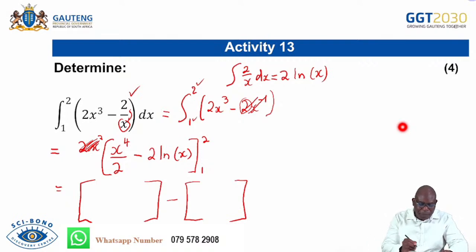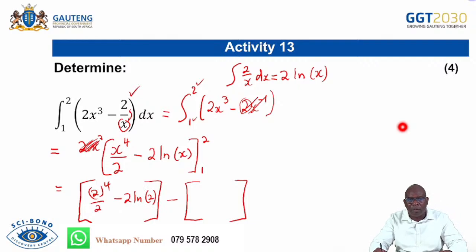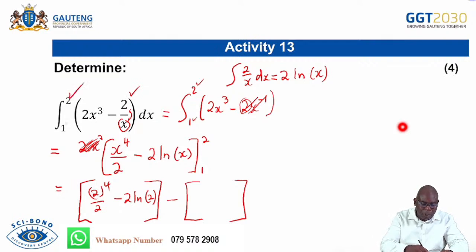So I'm going to say 2 to the power of 4 divided by 2 minus 2 ln of 2. Oh no, what am I going to do with this ln of 2? Am I going to get an answer? Don't worry, let's leave it like that for now. The other one that I'm going to do now is to substitute the value of x by 1. So I've substituted by 2, now I must substitute by 1. So I'm going to say 1 to the power of 4 divided by 2 minus 2 ln of 1.